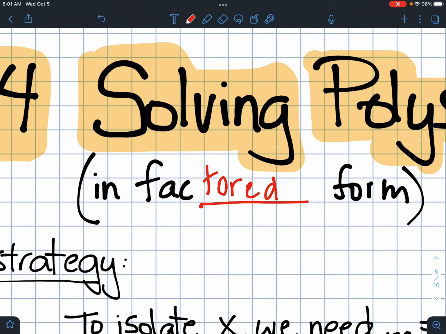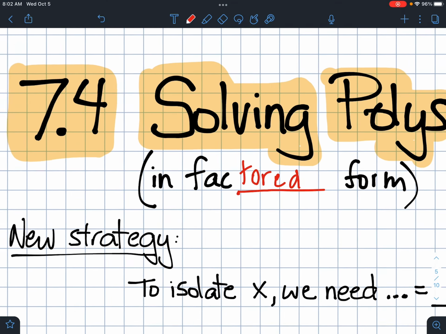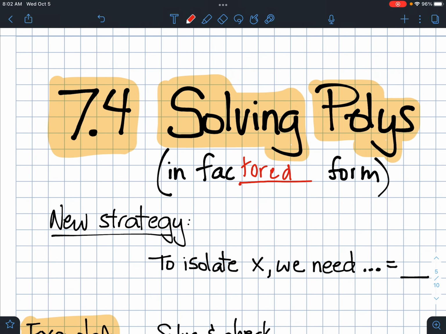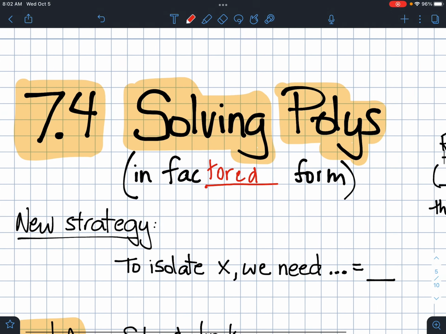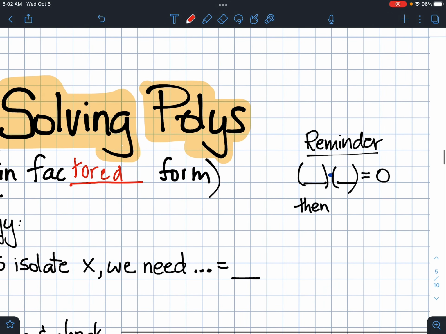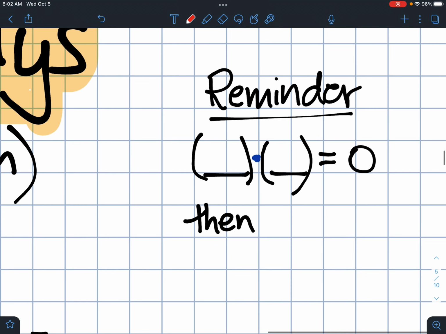And that's going to take a little bit of work to try to figure out how to create that factored form. So we're going to break it into 2 days. First day, we're just going to solve them in factored form. And then the second day, we spend working on how do I factor things, which is kind of like division.